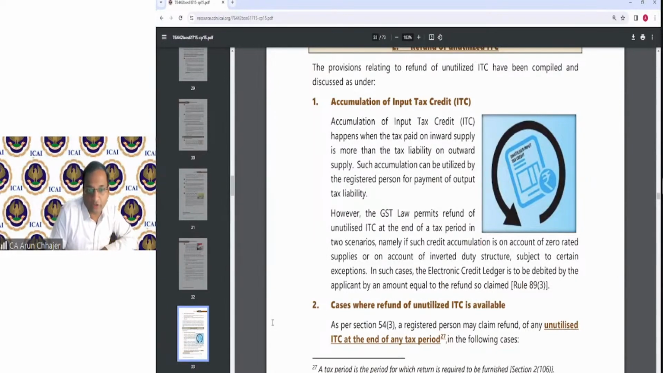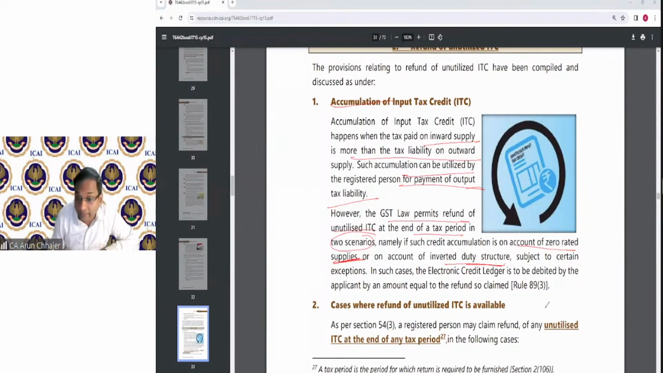So accumulation of input tax credit is possible because inward supplies are more than the tax liability on output supply. Such credit can be utilized for payment of the output tax liability. However, the GST law permits the refund of unutilized ITC at the end of the tax period in two scenarios: on account of zero rated supply or on account of inverted duty structure. Okay, that is clear.